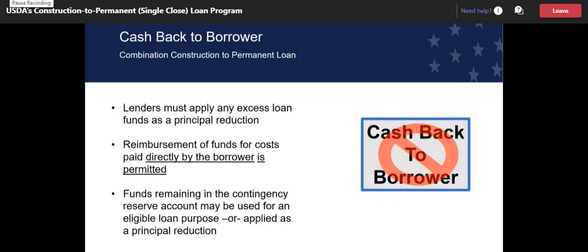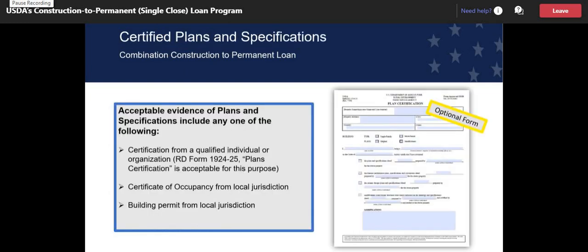They can only be reimbursed any funds that they've already put into the transaction directly themselves, if that was an eligible loan purpose, such as if they've already paid the appraisal fee or inspection fees. They can get those types of funds back if you're rolling those into the loan. But typically there's no cash back to the borrower. Okay. Any funds remaining in the contingency reserve account may be used for an eligible loan purpose, or it can be applied as a principal reduction. So that's good to know, right?